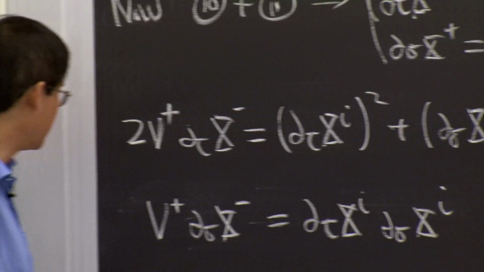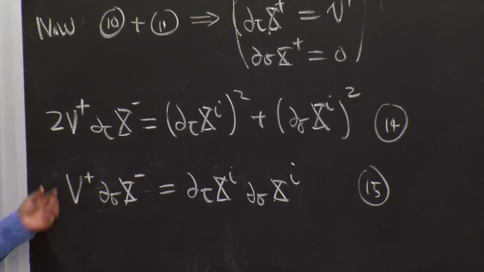In case of equation 11, wouldn't it be d tau x minus d sigma x plus? Sorry? D tau x minus d sigma x plus. Yeah, that's 0, because partial sigma x plus is 0. So that's why there's only 1 here, not 2, because the other term is 0.